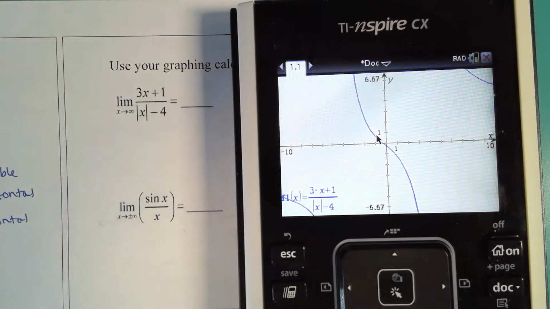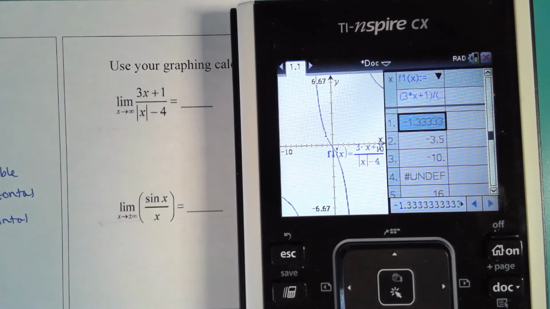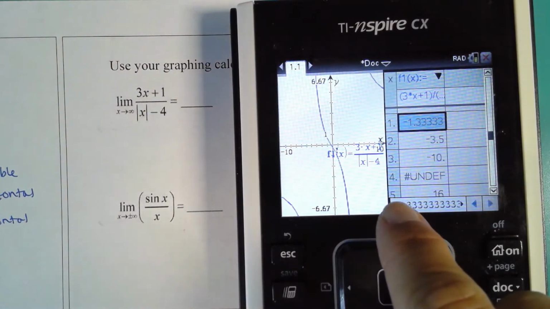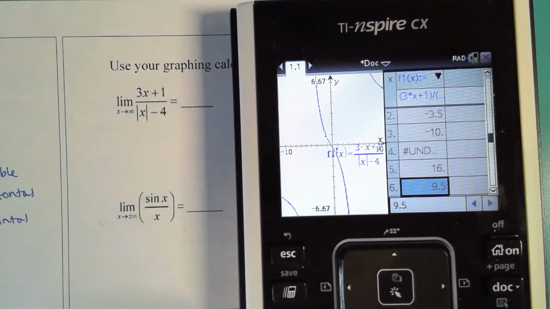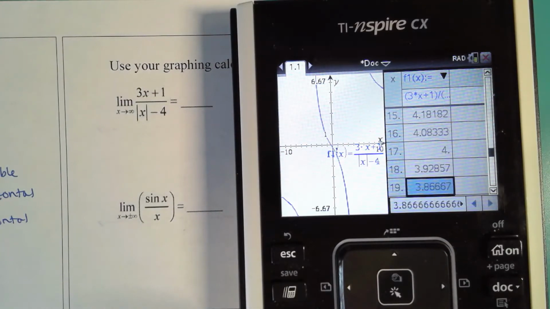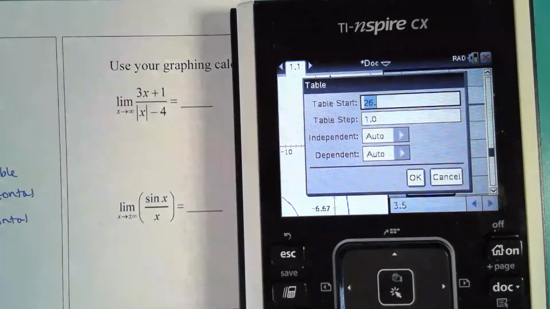I think we go back to the table like we were doing the other day. So I'm going to hit Control T. There's my table. Now I could sit here and start arrowing down, but think about it. I'm going out to 5, I'm going out to 10, 20, 30, I'm really far away from infinity. When we talk about infinity, we're talking about 100, 1,000, 1 million. So I am going to change my table. We did this the other day. Menu, number 2, number 5.